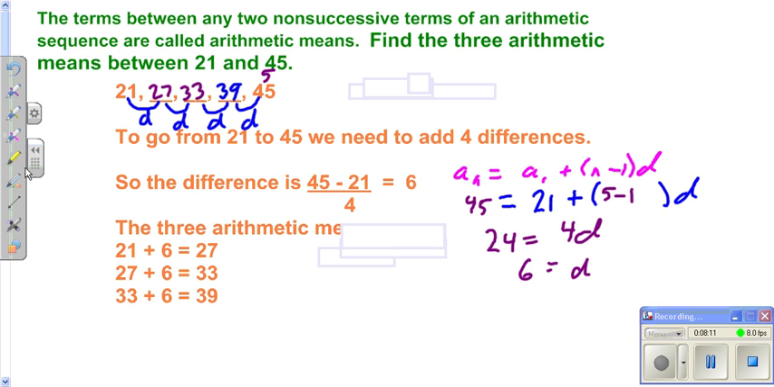Now, one way to go ahead and double check that is if you add your 6 to this last mean, do you end up getting your 45? And the answer is yes, we do.